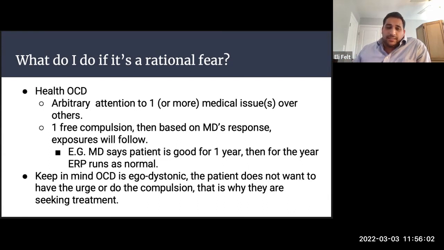And again, I'm going to say this 1,000 times, but OCD is ego dystonic. So you can rely on the patient, which is really, really helpful. Ask, what is your goal here? What would you like to do? And we'll use that as the therapy goal as well.